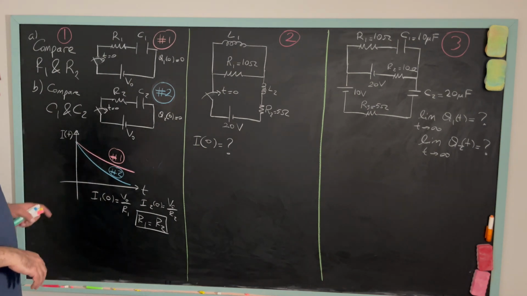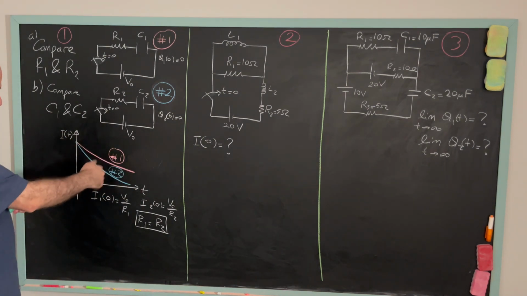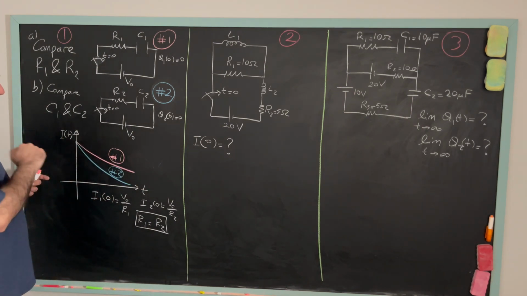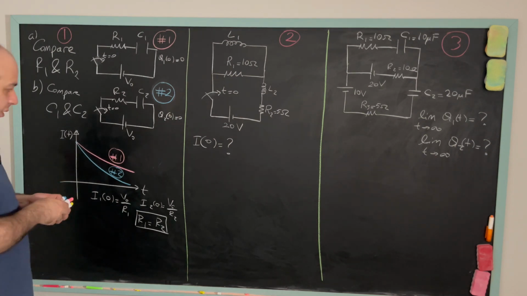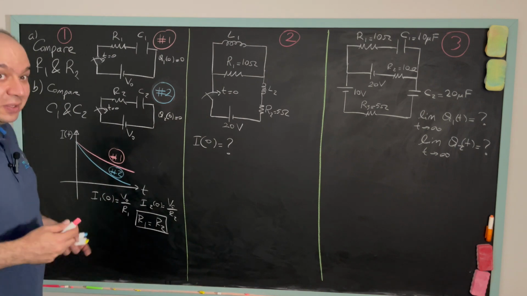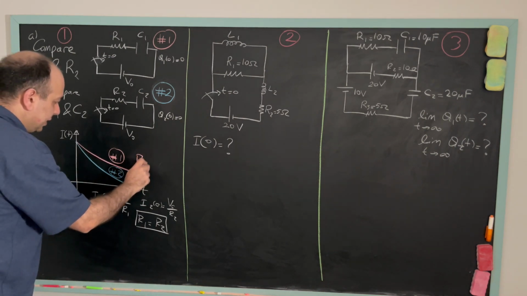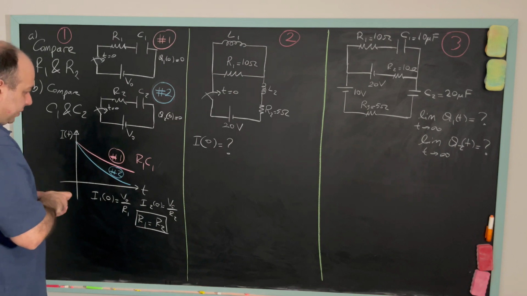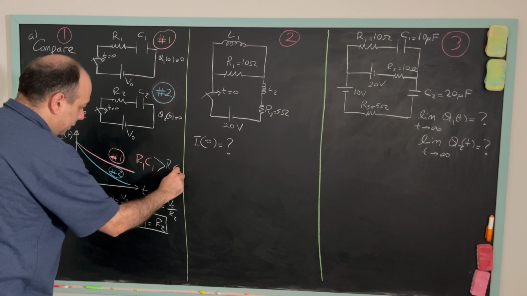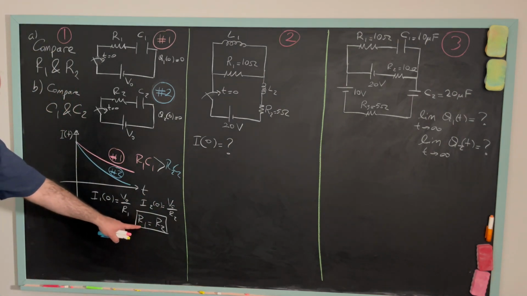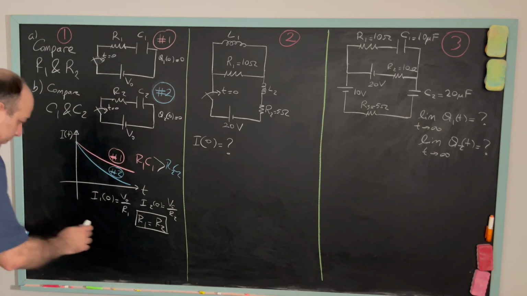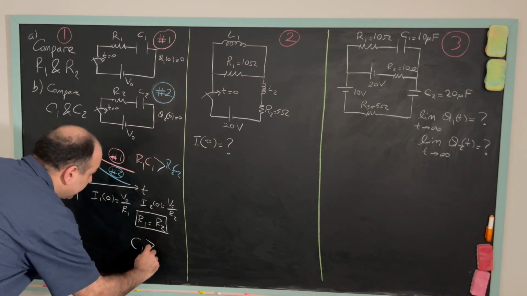For part B, what I see from these I versus time graphs is that for the first circuit, it takes longer time for this current to decay. In other words, for the first circuit, the RC time constant should be larger. Okay, so what I can say is R1 C1 must be larger than R2 C2. So from part A, I know that R1 is equal to R2, then I can conclude that C1 must be larger than C2.